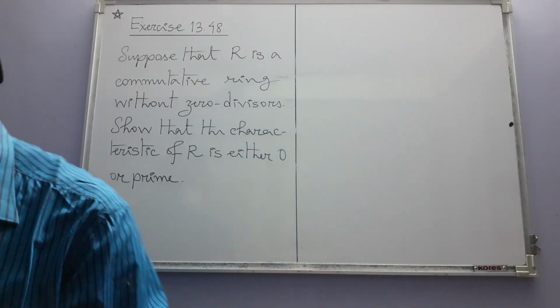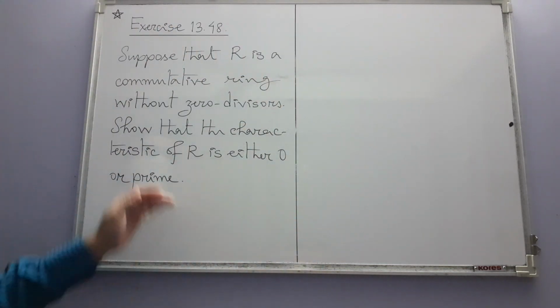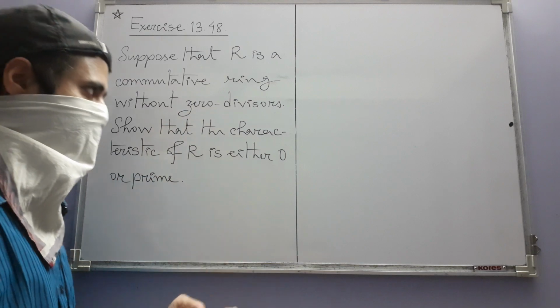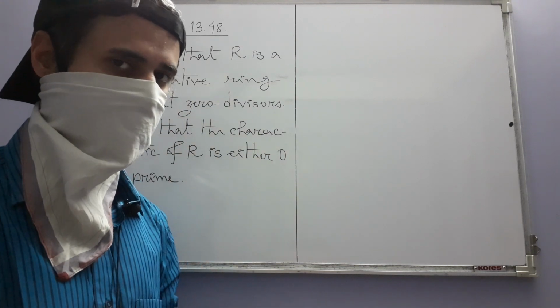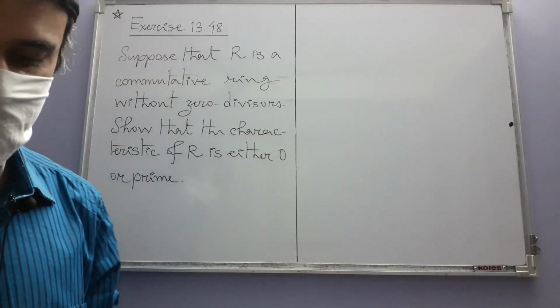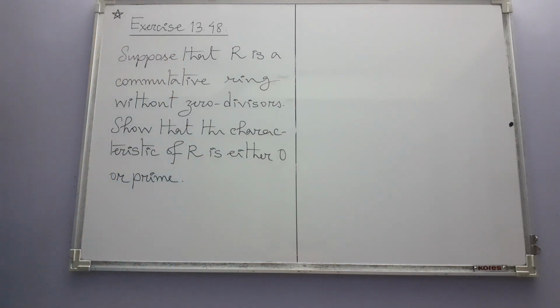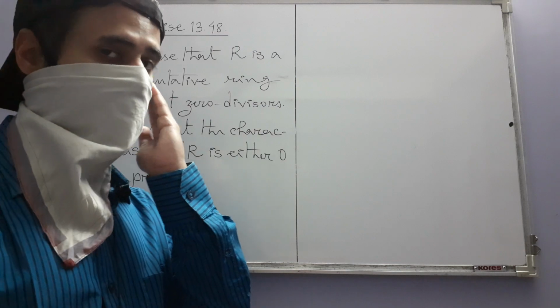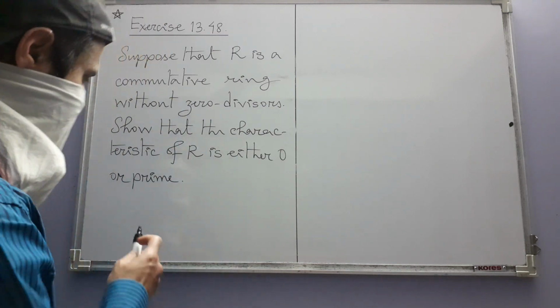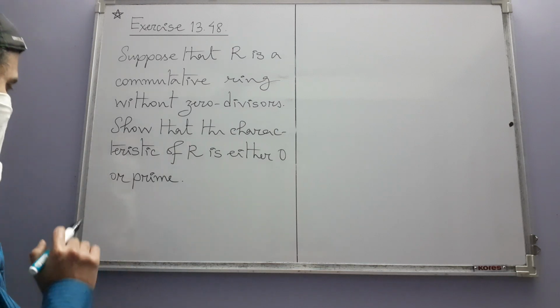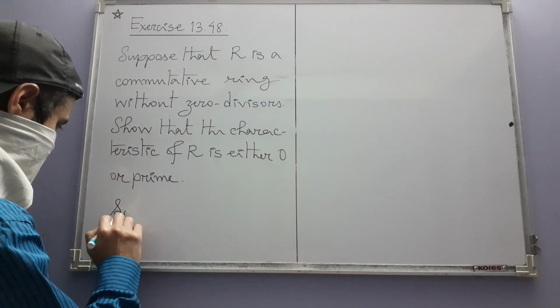Okay, next exercise 48. Here we have a commutative ring R without any zero divisors. We have to prove that its characteristic is either 0 or a prime. Now the claim is not exactly true. We need another additional condition for it to be true. So let's first address that and then start the solution.